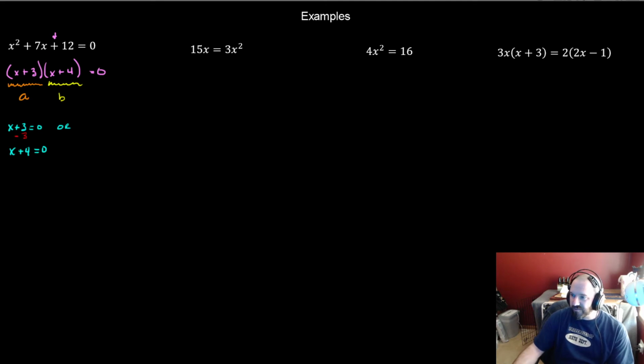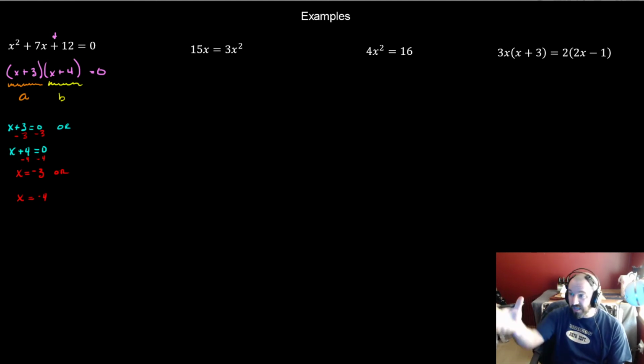If I subtract 3 from both sides, then that gives me x is equal to negative 3. Or if I subtract 4 from both sides, that gives me x is equal to negative 4. So this is an or statement, by the way, because it's not a forced and. Either one of these could have been 0, and it would force the thing to be equal to 0. So there's our solution. X is equal, whoops, let's get rid of that comma there since it doesn't belong right there. Negative 3, negative 4.